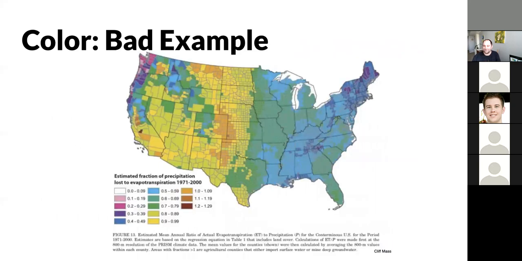So here's a bad example of a color map. This shows the fraction of precipitation loss to evapotranspiration, how much water evaporates when it actually rains. And it has this very peculiar color scale that isn't particularly meaningful. I guess the goal here is to try to show as much nuance as possible, but is brown higher than, say, dark blue? I don't know. You really have to look up the legend for every single thing. And so this is fairly problematic.